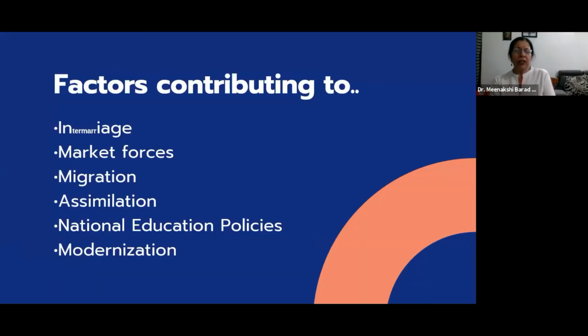So what are the factors contributing to endangerment? Firstly, again, intermarriage. This we can see a lot of it happening even in our own country. Marriages or partnerships where one parent speaks a minority language and the other one speaks a majority language can have a negative influence on the retention of the minority tongue by the children. The tendency obviously is to adopt the majority language. Then there are market forces.